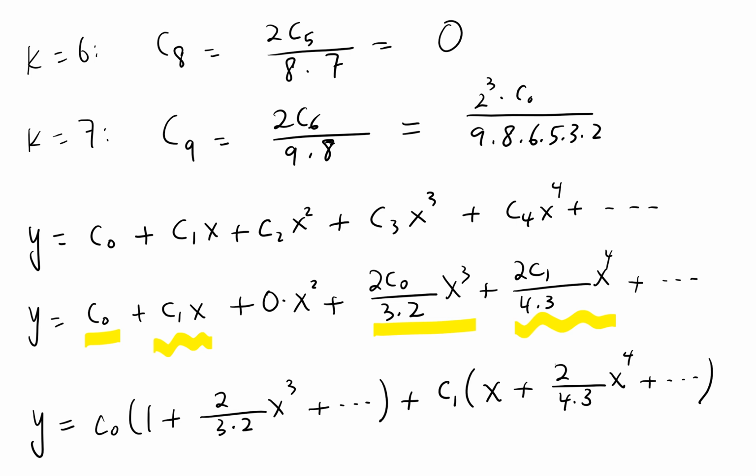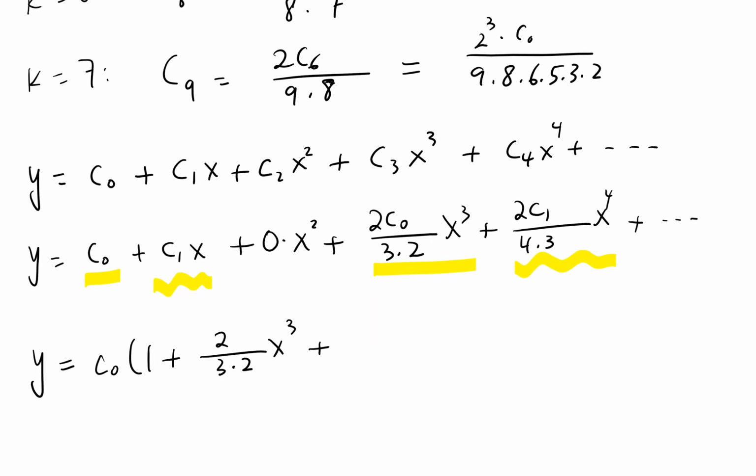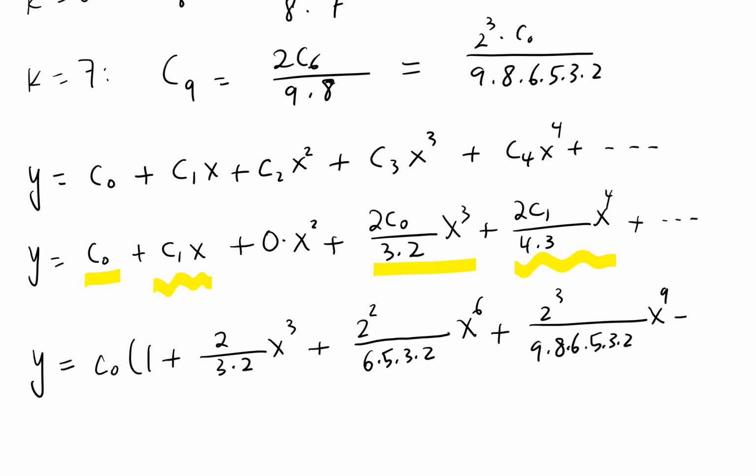Well, I should maybe add more terms. Let me add more terms here for each one of them. We got 2 over 3. I just put 2 terms, but we can show more terms. The next one was 2 squared over 6 times 5 times 3 times 2, x to the 6, 2 to the third, 9 times 8 times 6 times 5 times 3 times 2, x to the 9th, plus the next one is c1.